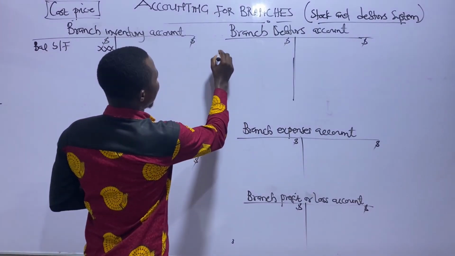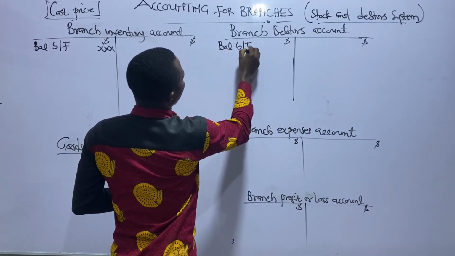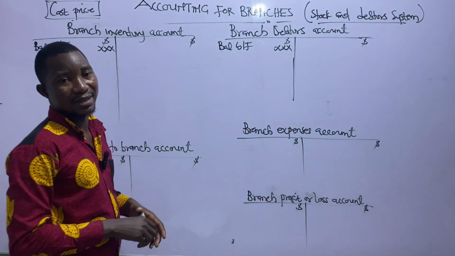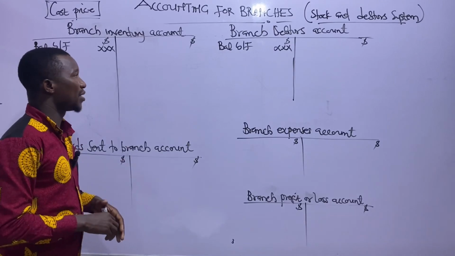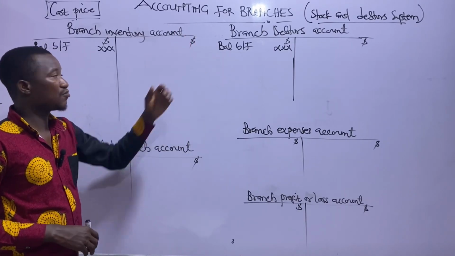Then we can also have a balance brought forward or brought down, and it's not in all questions. It depends on the question. There are some questions where there are no opening balances. Debtors is also an asset, has a debit balance, and this makes sense.